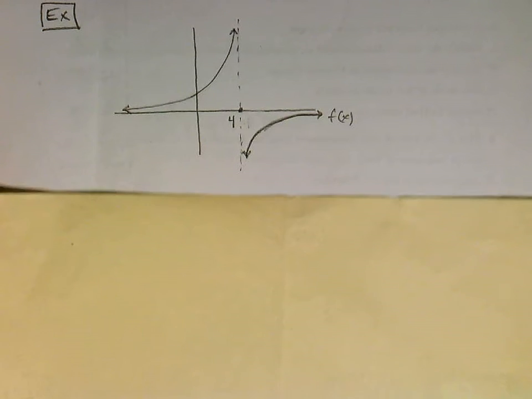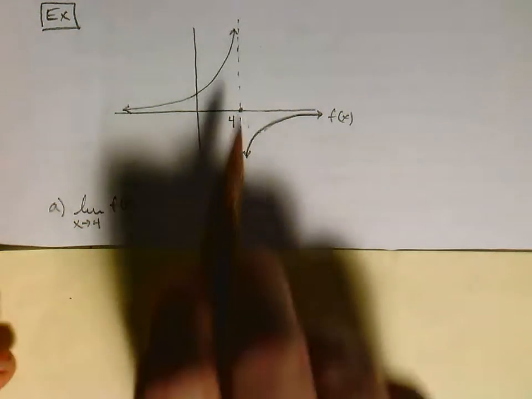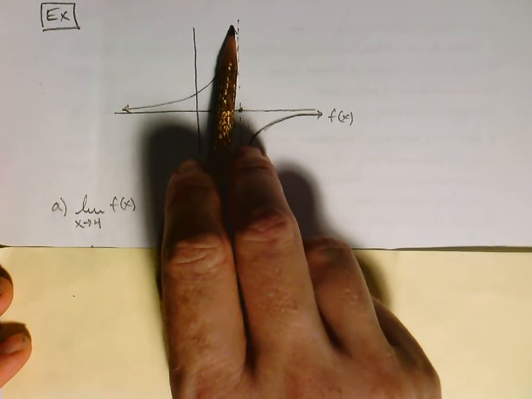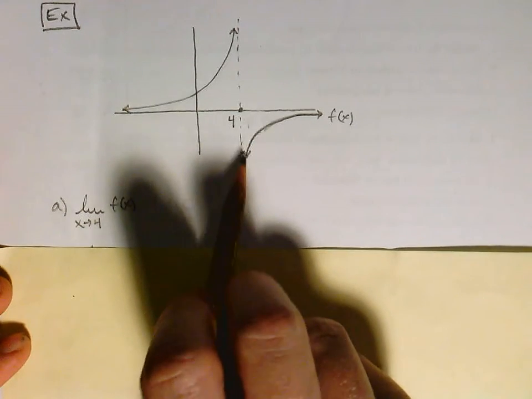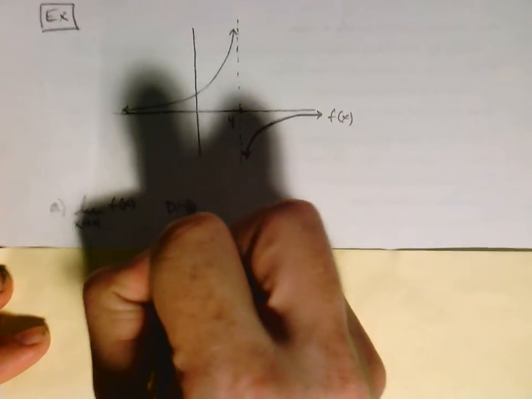So the question is, what is the limit of this function f of x as x approaches 4? And well, that's a two-sided limit, right? So if you remember from the last section, we need to look at the left and right sides, and they need to be going to the same place. But, well, the left side here is definitely not going to the same place as the right side, around 4. So this is D and E, does not exist.